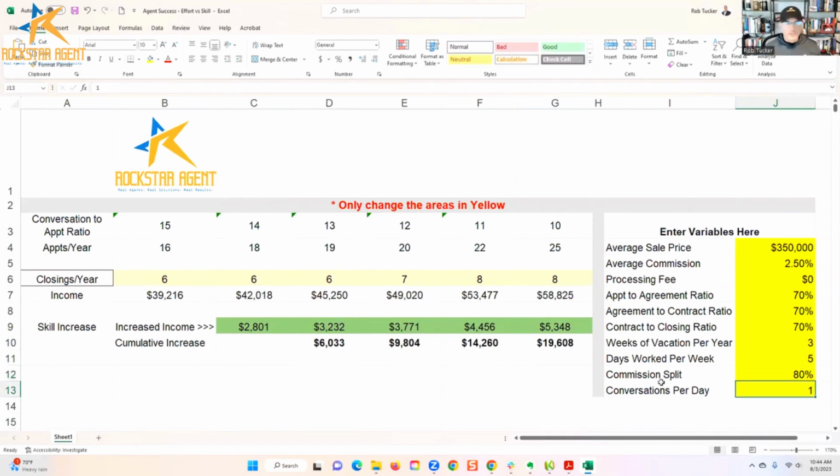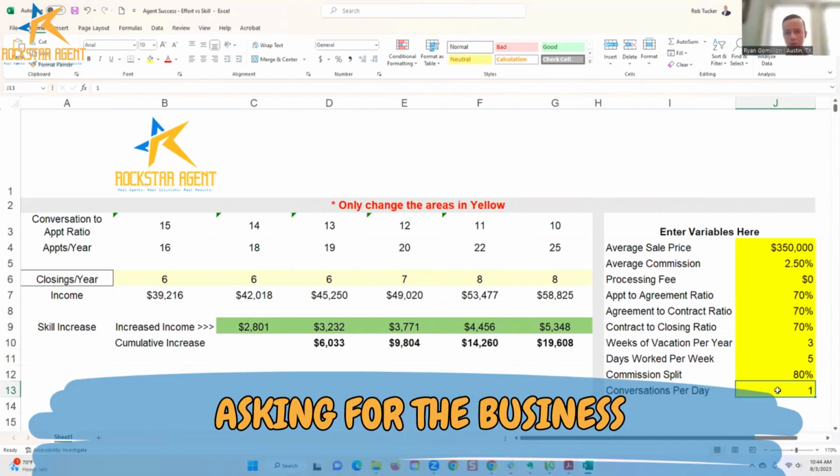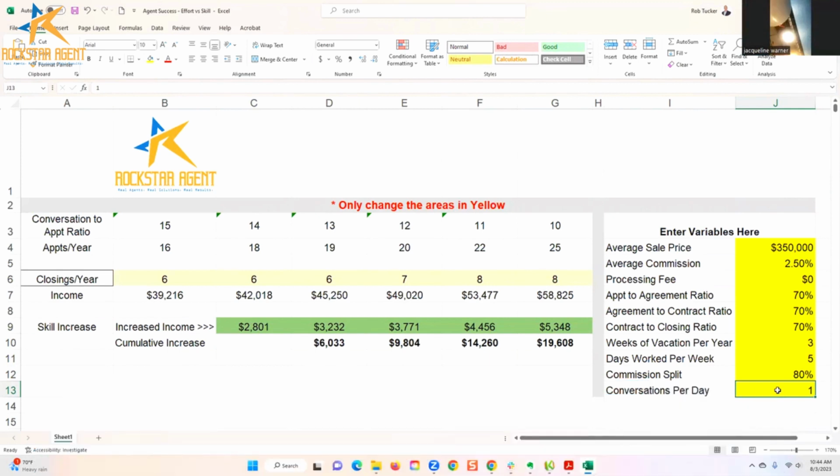All right. So think about this. If you just have one real estate conversation, and again, what qualifies as a real estate conversation? Asking someone for business or referral. Asking for the business. Awesome. Yeah. You got it. Exactly. One. That means your income as a brand new agent is probably going to be somewhere around $40,000.